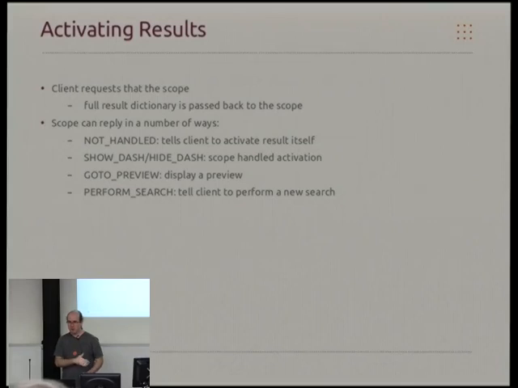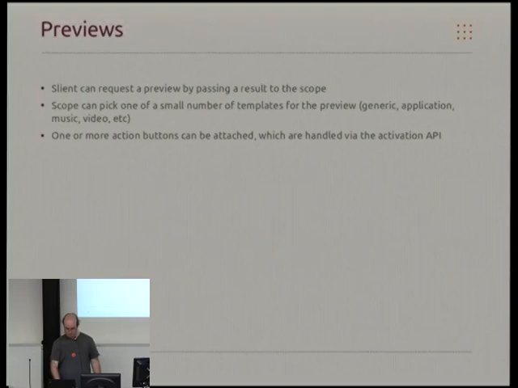Rather than having a scope return a bunch of results, if you're searching for animals, it might say, here are some pictures of cats, but rather than showing all of the cat pictures, it'll give you an icon, and when you click on that, it'll ask the dash to search for cat pictures. So that's kind of useful.